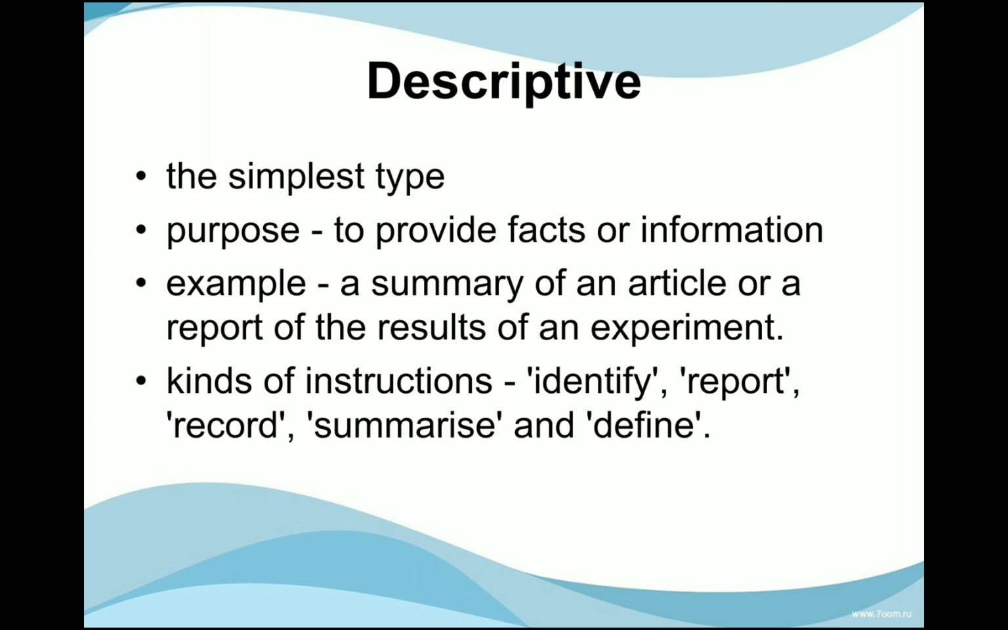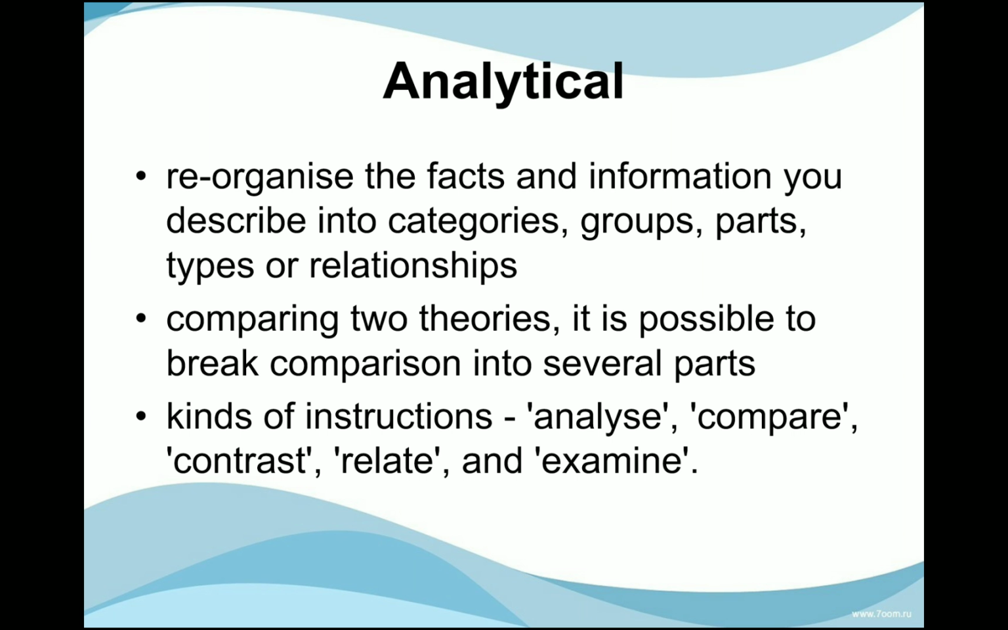The simplest type of academic writing is descriptive. Its purpose is to provide facts or information. An example would be a summary of an article or a report of the results of an experiment. The kinds of instructions for a purely descriptive assignment include identify, report, record, summarize, and define. It's rare for university-level texts to be purely descriptive. Most academic writing is also analytical.